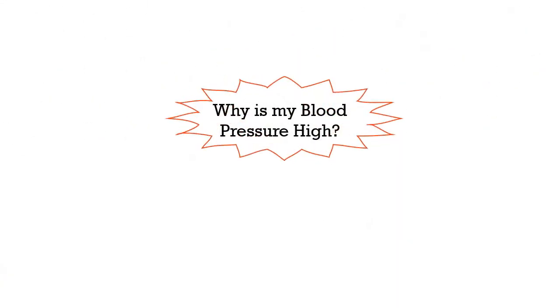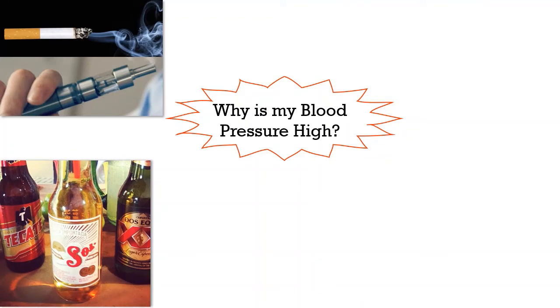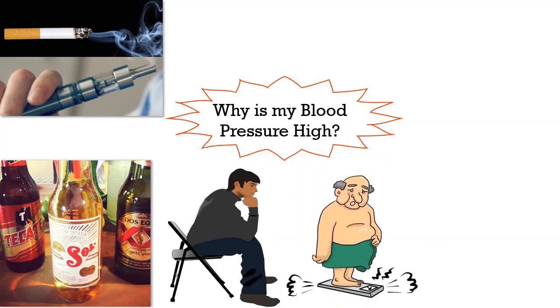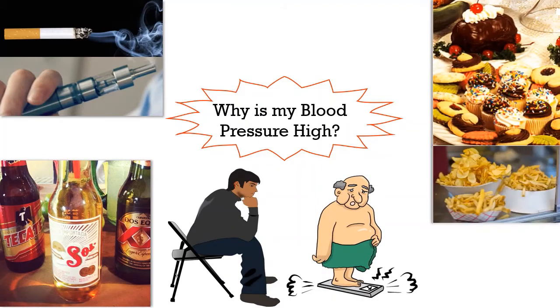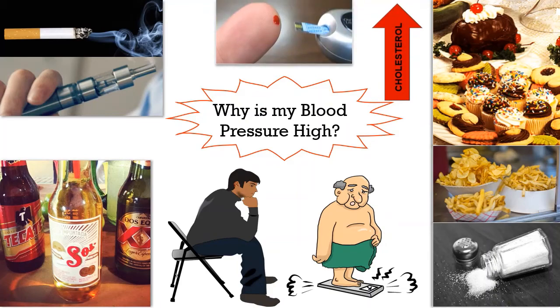What causes high blood pressure? There are many factors that contribute to elevated blood pressure, some of which we can control. Smoking or the use of any product containing nicotine increases blood pressure. Drinking too much alcohol can also raise blood pressure, as does a sedentary lifestyle or sitting too much, being overweight, eating unhealthy foods such as processed sugar, fried foods, and excessive salt. High cholesterol and diabetes also contribute to high blood pressure.